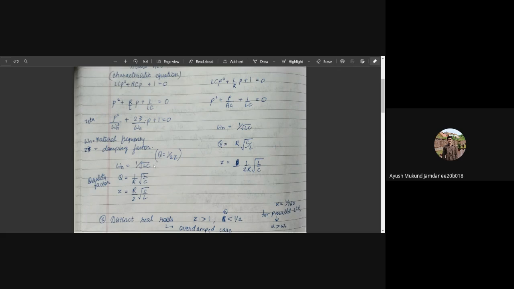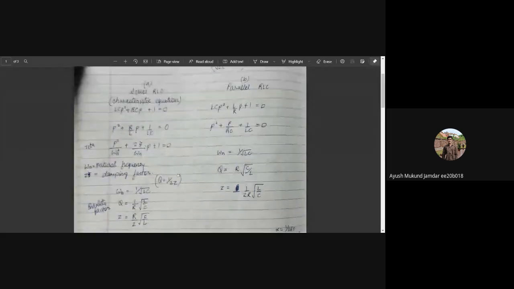So omega n is the natural frequency of the circuit. That is, in both the cases, it is 1 by square root LC. Q is the quality factor of the circuit. That is 1 by R square root L by C in the series case, and R times square root C by L in the parallel case. That is, it is the reciprocal of the series case. And zeta in the series case turns out to be R by 2 square root C by L, and in the parallel case 1 by 2R square root L by C.